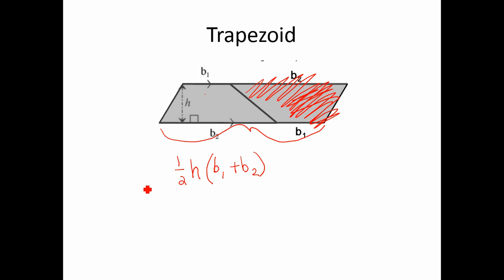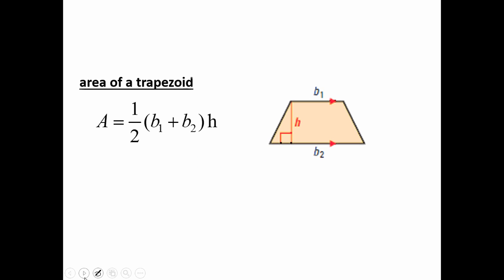So the area formula for a trapezoid comes from this understanding. Here's our formula. Area of a trapezoid. We have 1/2 base 1 plus base 2 added together, and then times the height.